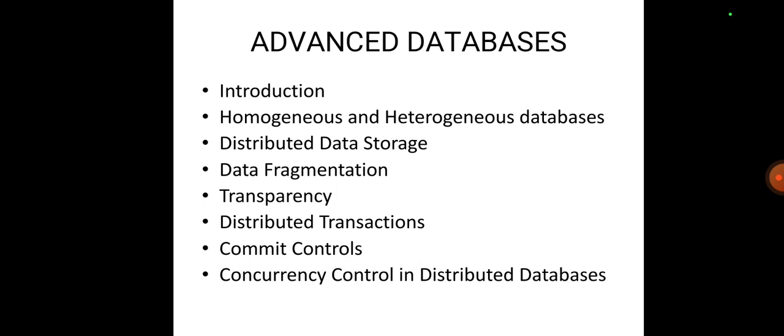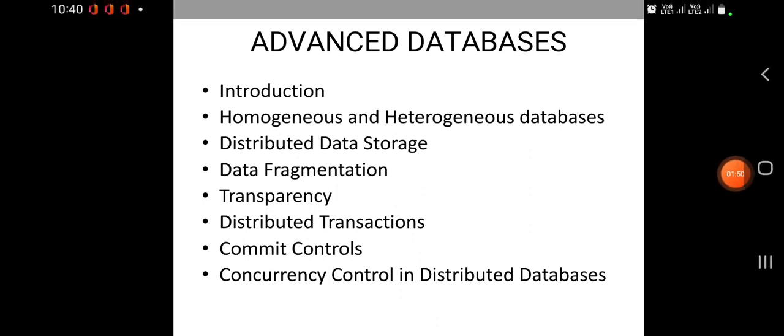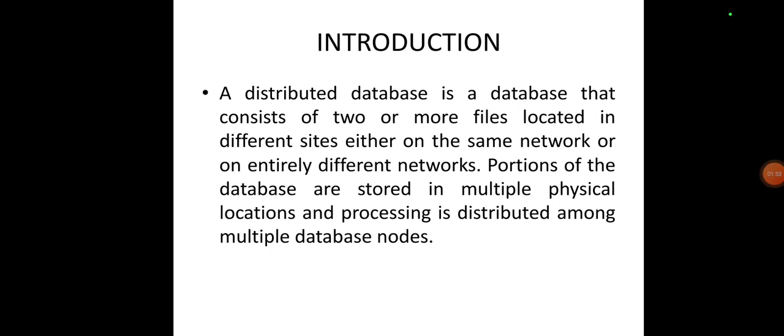Here we can discuss homogeneous and heterogeneous databases, distributed data storage, data fragmentation, transparency, distributed transactions, commit controls, and concurrency control in distributed databases. Introduction. A distributed database is a database that consists of two or more files located in different sites, either on the same network or on entirely different networks. Portions of the database are stored in multiple physical locations and the processing is distributed among multiple nodes.